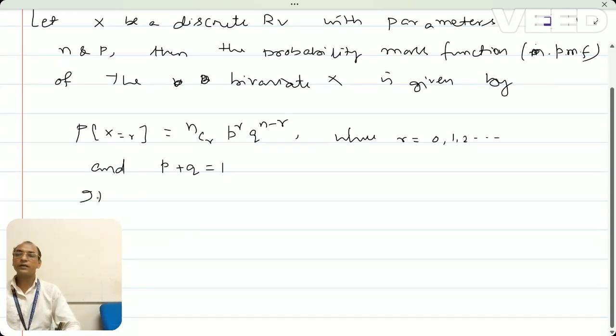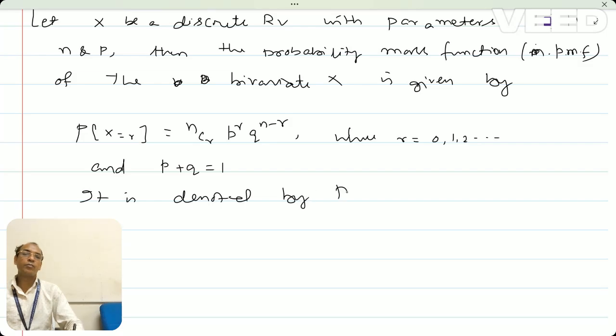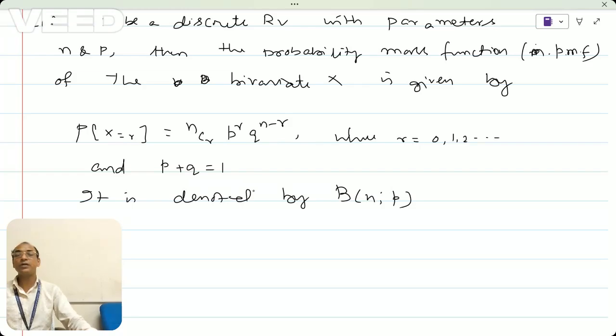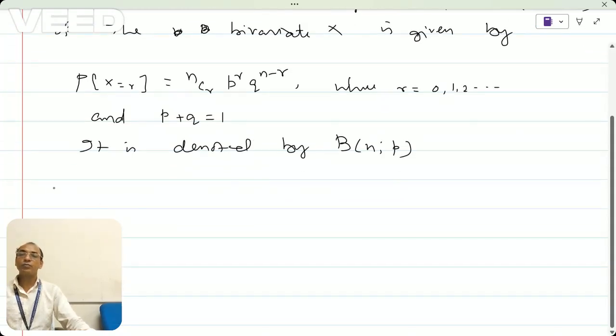It is denoted by B of n semicolon p. So B stands for binomial, n and p stand for parameters. Remember, in the case of the binomial distribution, n and p are two parameters. If we have p, we can calculate q, or if we have q, we can calculate p. So n and p are two parameters. If we define a probability mass function for a discrete random variable X in this way, then we say that X follows the binomial distribution, or X is a binomial variate.